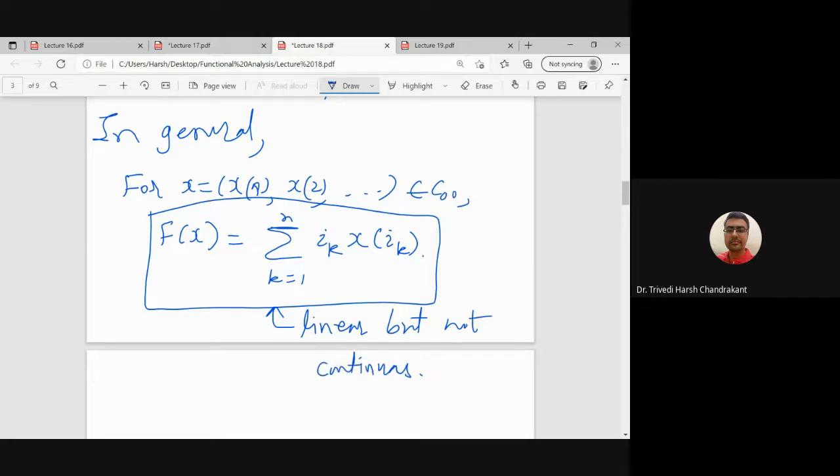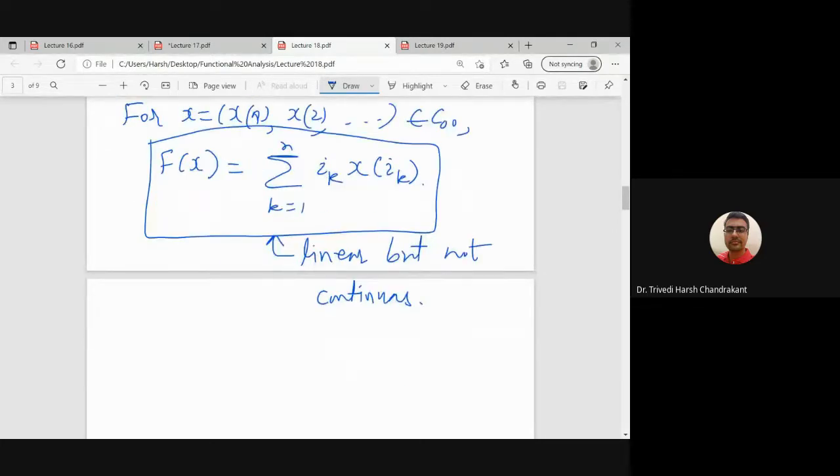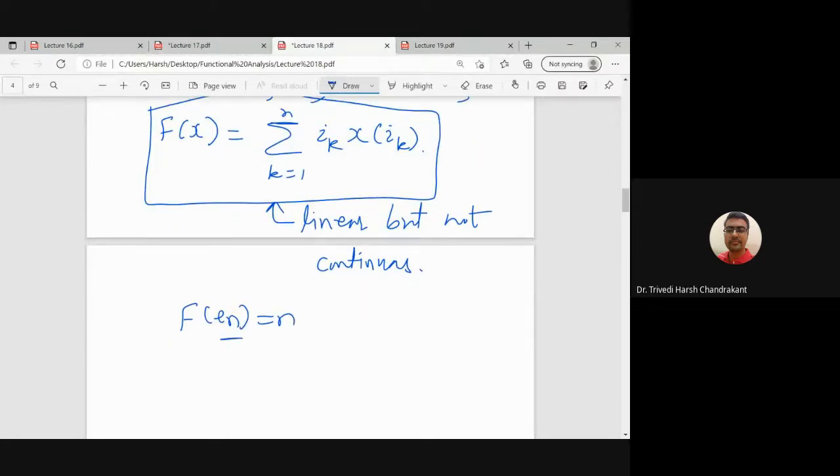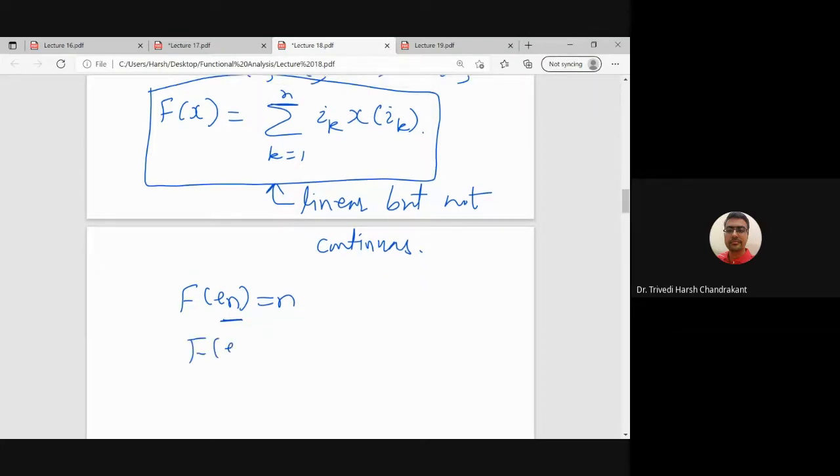We will be using this function later on. What this function is doing is it keeps increasing. Basically f of en is n, so as n increases, the value is increasing. So f of e1 is 1, f of e1000 is 1000, right? That is the reason why it is not continuous.